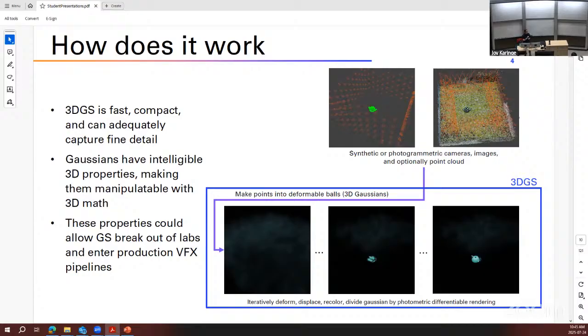For those unfamiliar, 3DGS is essentially a method that takes point clouds and cameras, and transforms the points into essentially footballs that you can squish, recolor, and deform to try to fit the appearance of the scene through a differentiable rasterization process. The advantage of Gaussian splatting compared to NeRF and NeRF-based methods is that your Gaussians exist in 3D space, so they can be manipulated with a transformation matrix, just like you would if you were manipulating vertices. And I think those properties would allow a method based on 3D Gaussian splatting to break out of labs and enter production VFX pipelines.